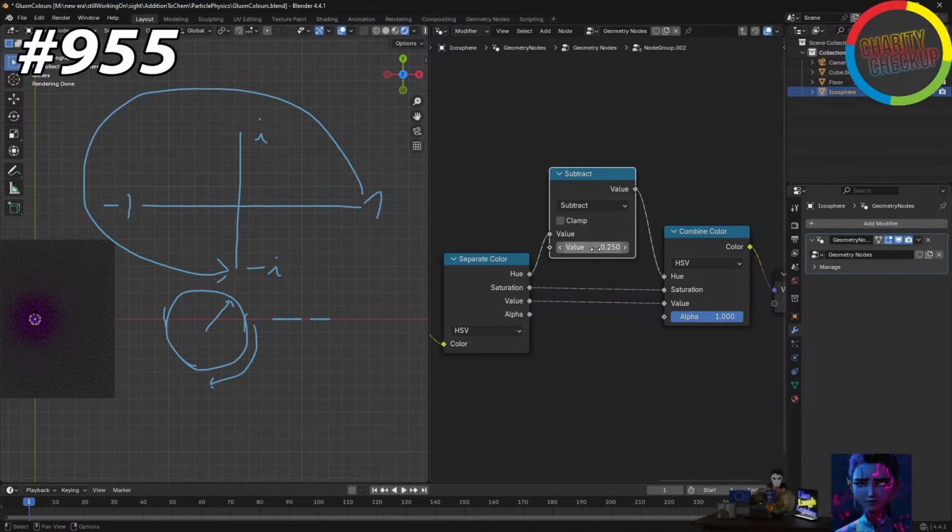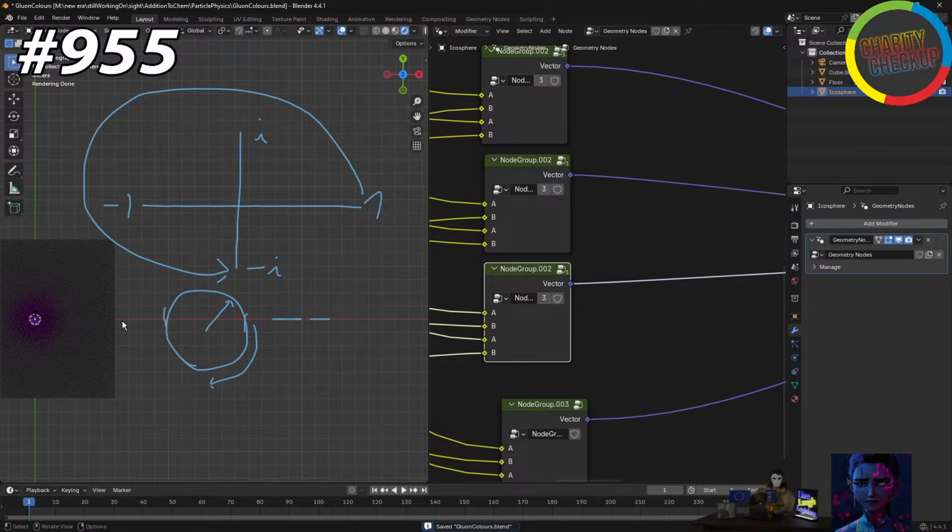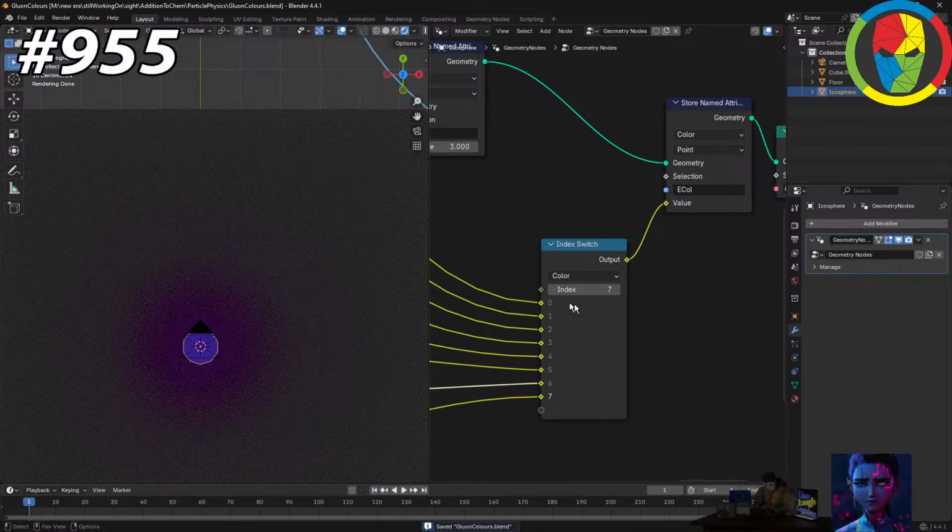Right here. Instead of subtract, we're gonna do add 0.75. There we go. Fixed. All right, the colors absolutely did not change again.